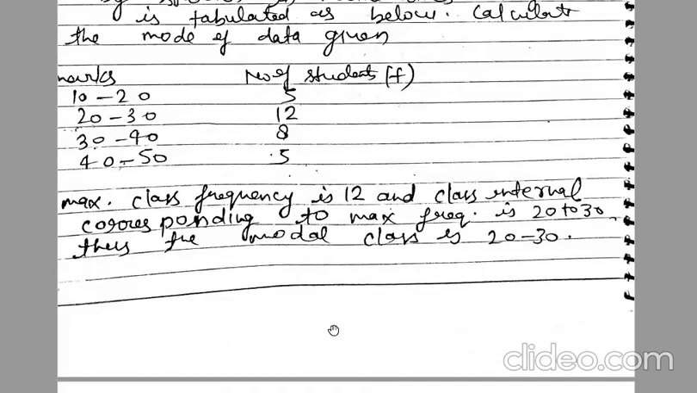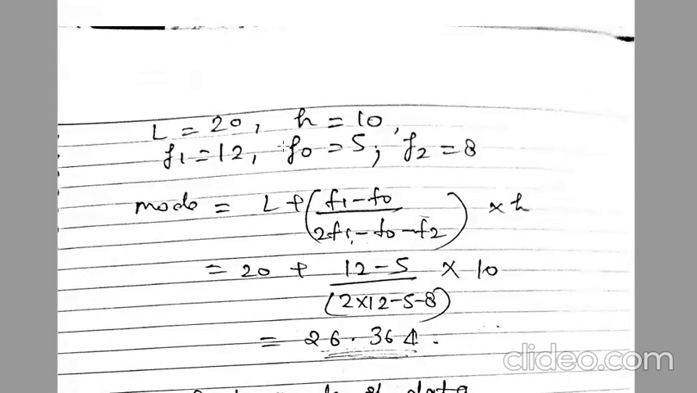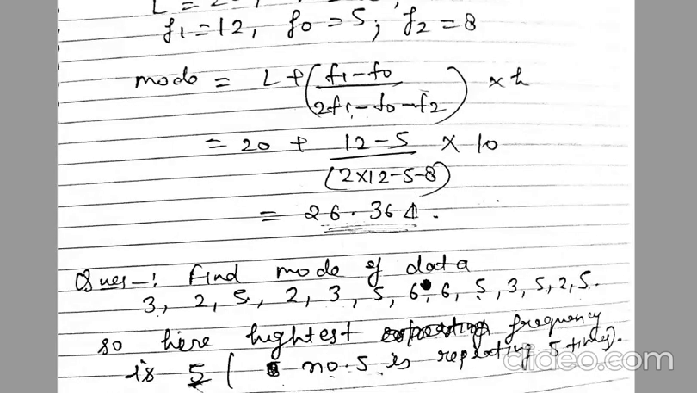And f naught is equal to 5. So just check, your f1 is, sorry, here your f1 is 12. So f naught will be 5 and f2 is equal to 8, right? Preceding and succeeding. So just put the values of all these points here, and you will get your answer.